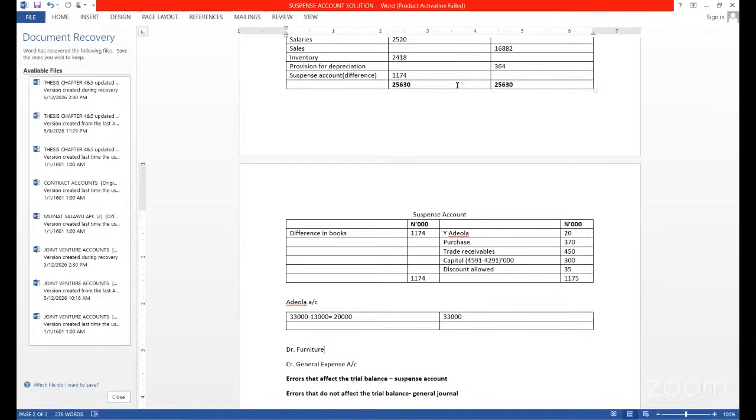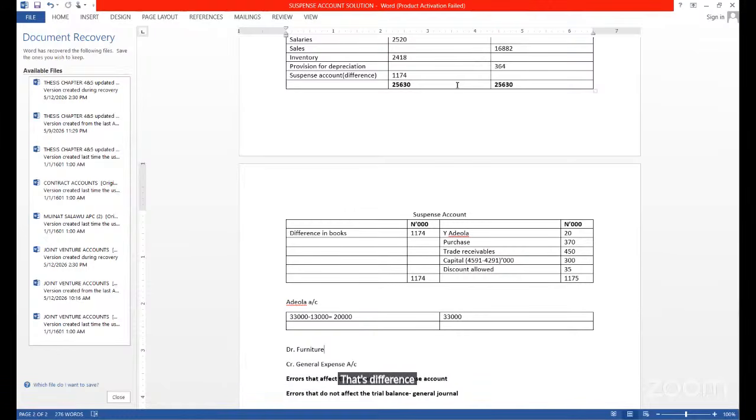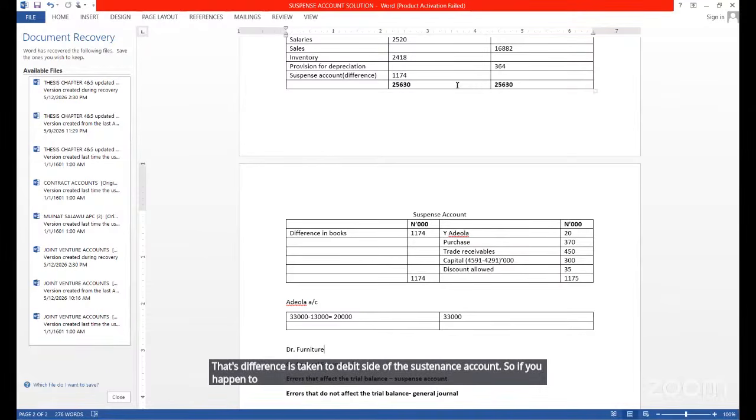So you can see that the difference in the books, that is the difference between the debit total and the credit total, is on the debit side in the trial balance. That difference is taken to the debit side of the suspense account. So if you happen to draw up your own corrected trial balance and the difference happens to fall on the credit side, when you are taking it to the suspense account, you take the difference to the credit side.